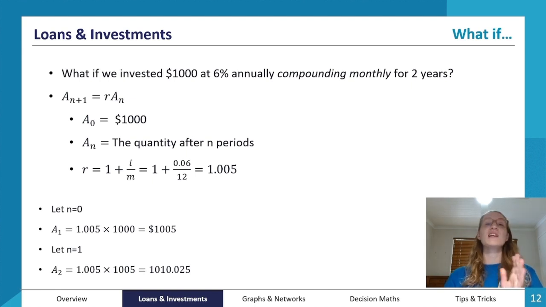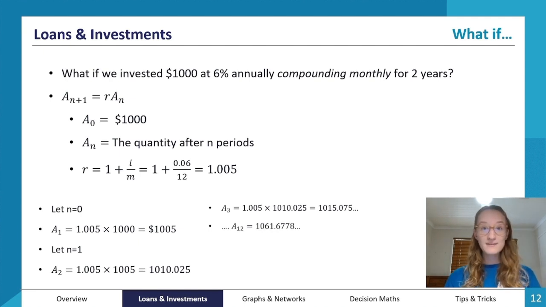0.025 cents. So you can see that our amount is starting to grow bit by bit. And then the amount after 3 months will be about $1,015. The amount after 12 months, so the amount after 1 year, will be $1,061 and about 68 cents. Then if we keep going, the amount after 24 months, which we know is 2 years, will be $1,127.16. Instead of when we did annual compounds, it was only $1,123.60. So we've made about $4 extra over the 2 years.